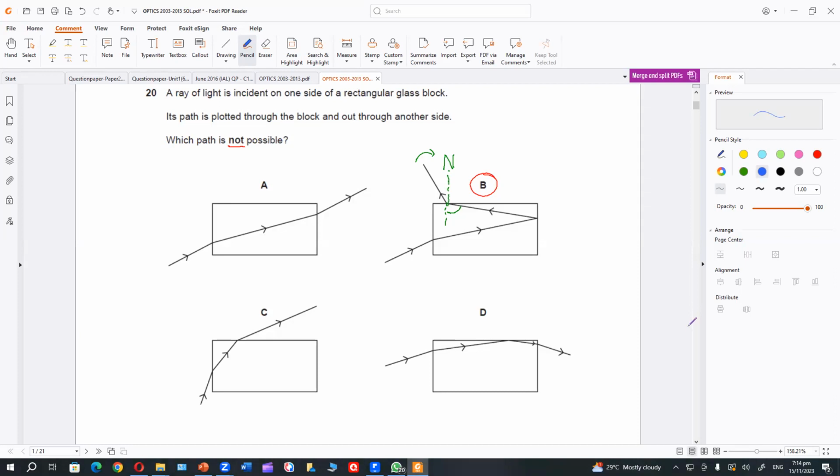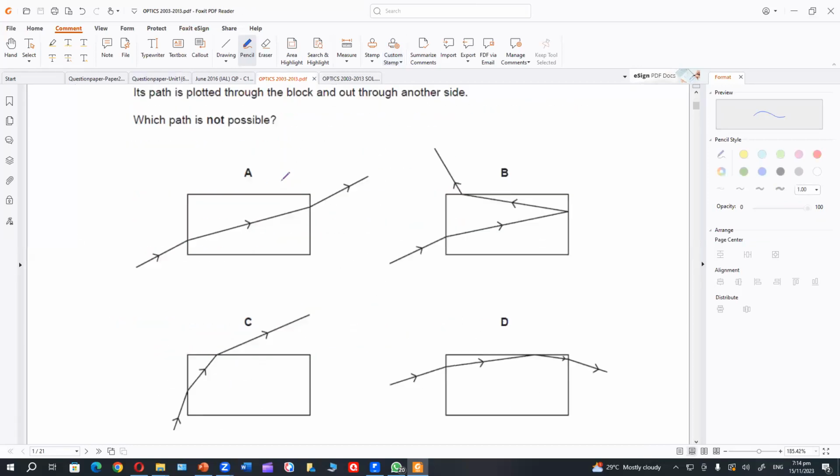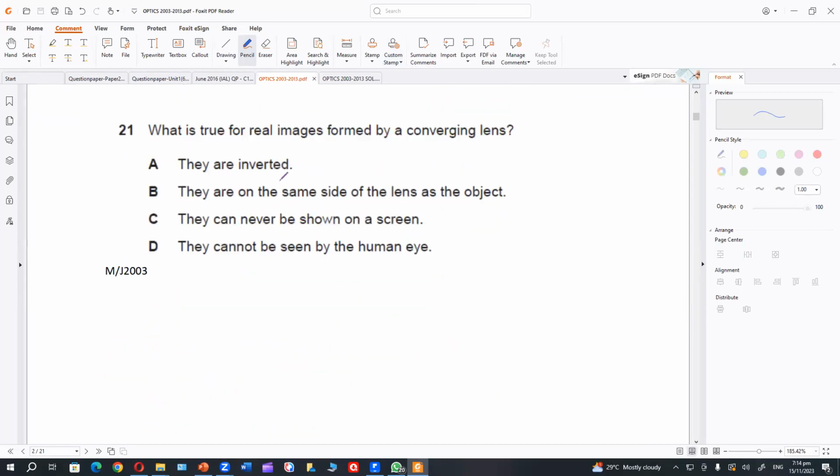What is the mistake in part number B? When the light is leaving the glass, it is bending towards the normal. This is wrong. Remember the rule. I repeat the rule: lighter to denser, bend towards the normal, and denser to lighter, it bends away from the normal. So here, this is denser, and this is lighter. Now, I have explained that concept and now you have to do this question. I'm just coming. You have to solve this MCQ.